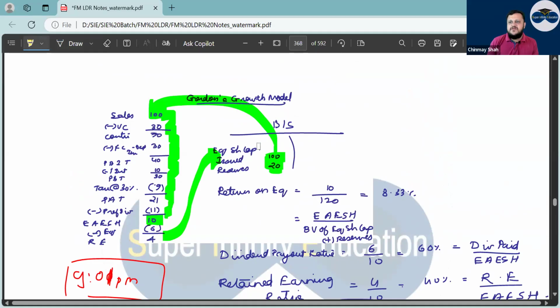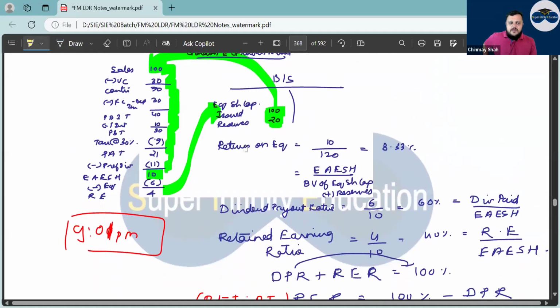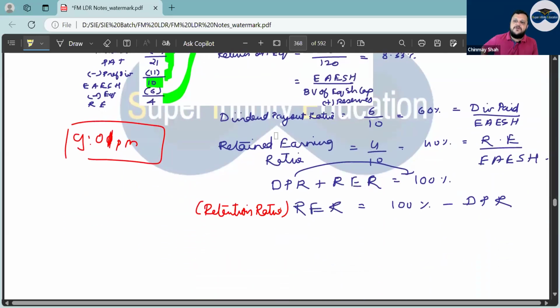What is Gordon's growth model? Very simple. What are you supposed to do? Find the return on equity, times the retention ratio. How do you find the dividend payout ratio and the retained earnings? The dividend payout ratio is nothing but dividend paid divided by EPS. The retention ratio is nothing but retained earnings divided by EPS. That is 40%, times the return on equity.